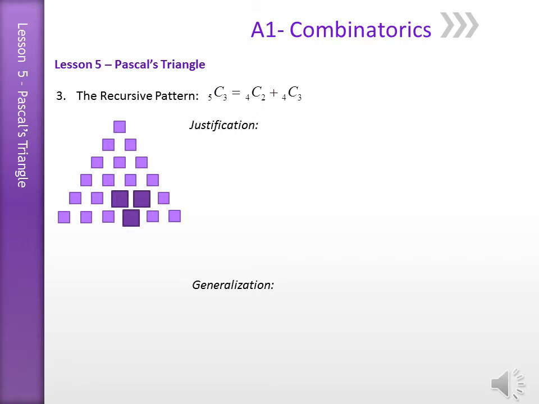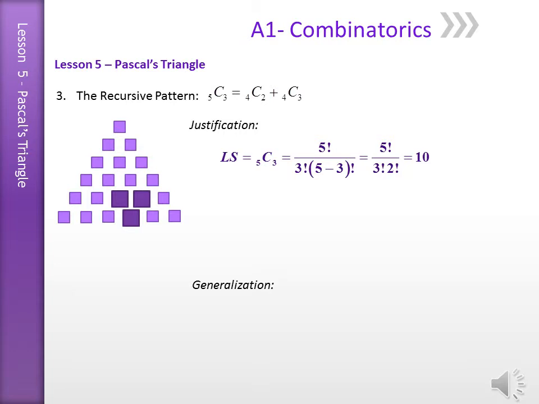We can justify this algebraically by computing the left side, and then the right side, and then comparing the answers to see if they are equal. The left side, 5 choose 3, by using the formula, will equal 5 factorial over 3 factorial times (5 minus 3) factorial. Simplifying gives us 5 factorial over 3 factorial 2 factorial, which computes to 10. We could have just done the 5c3 in the calculator as well.